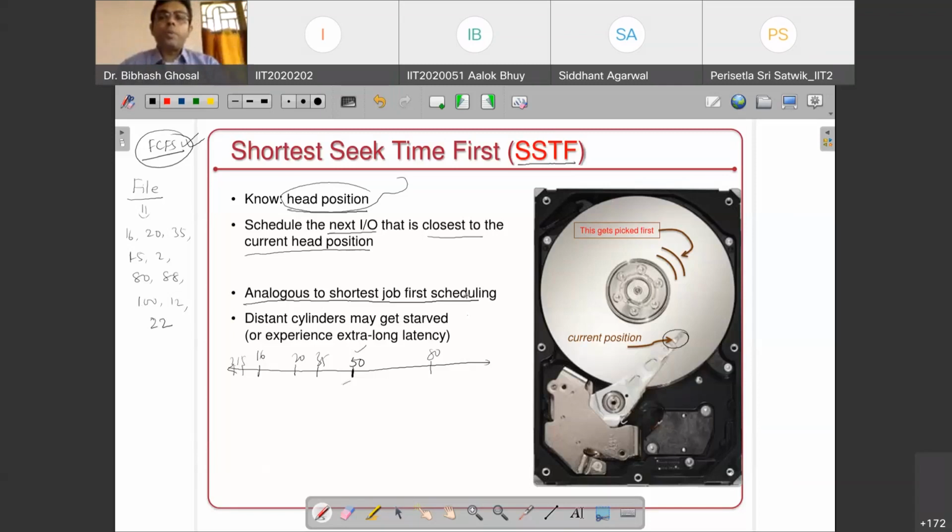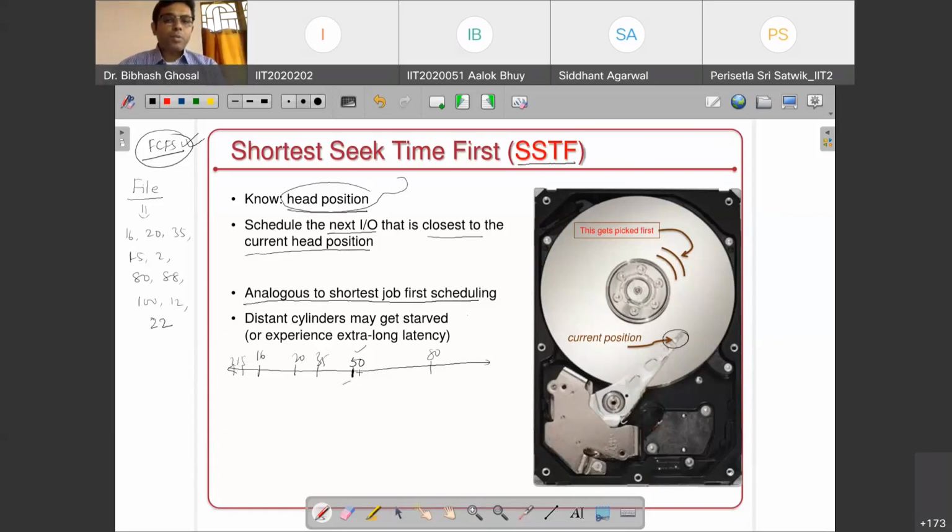Look at what we did in the case of SJF scheduling. We tried to find out the job with the minimum burst time, and we executed it first. That's exactly the idea. You find out the tracks which are closer to the current position, and you access them first. Then you go for the ones which are distant.